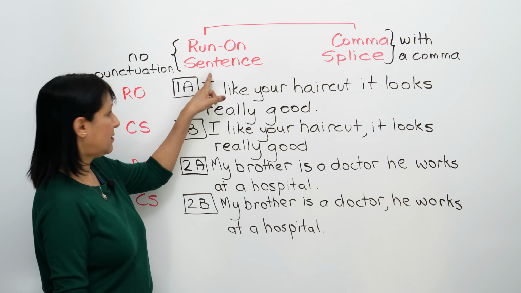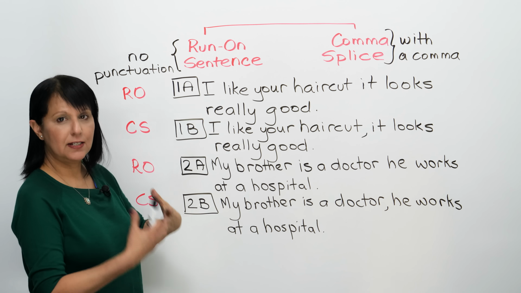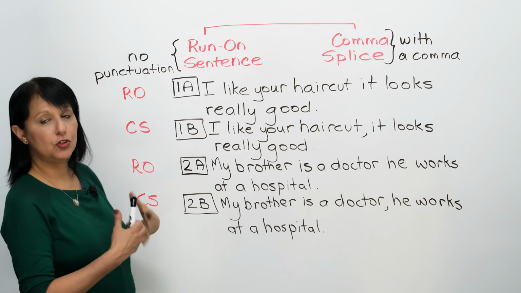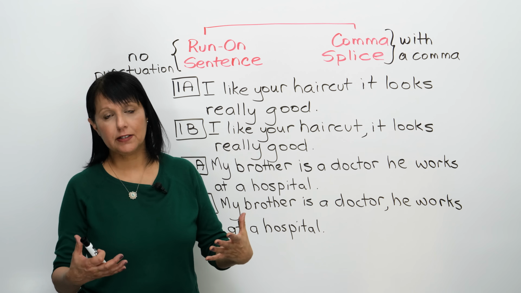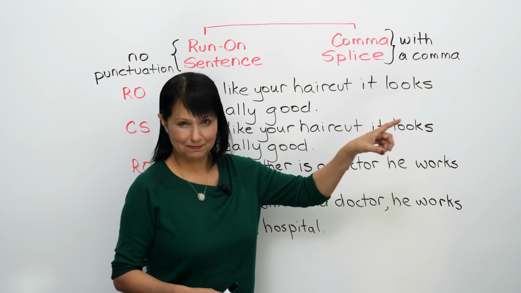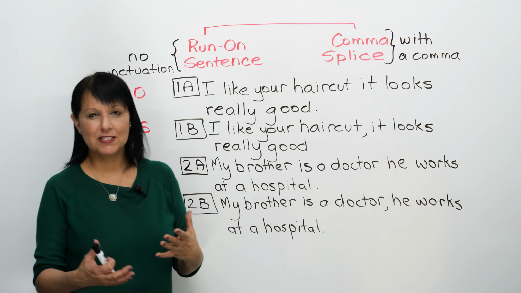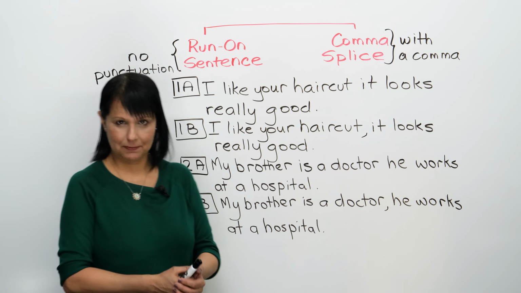In one case, the run-on sentence, it's incorrectly joined because there's no punctuation. And in the comma splice, it's incorrectly joined with a comma. Okay? Let's have a look at some examples so you understand exactly what I mean.